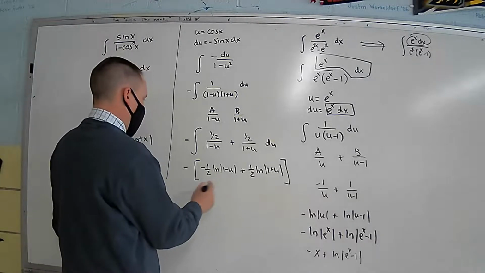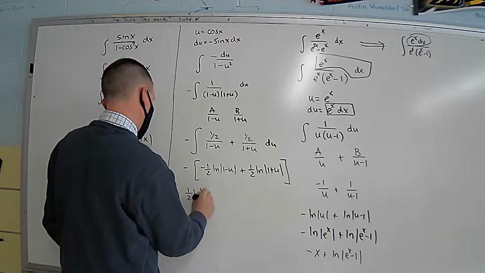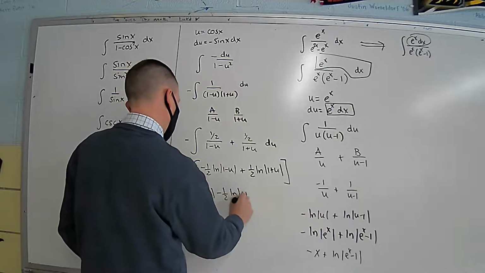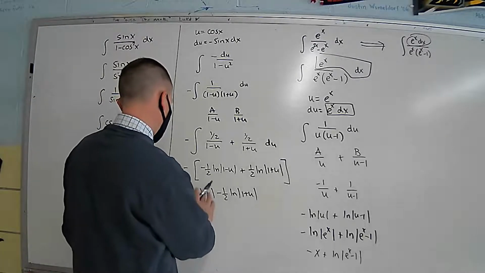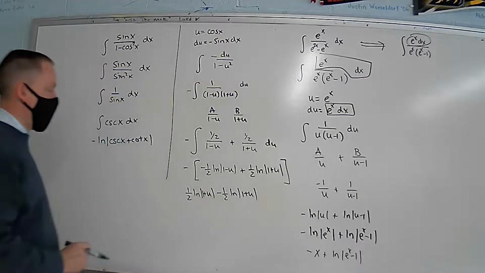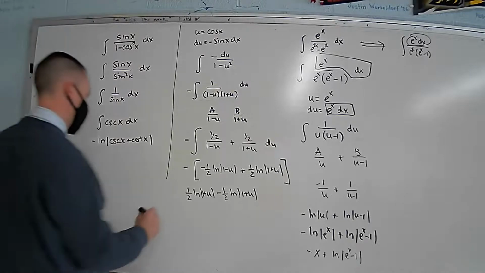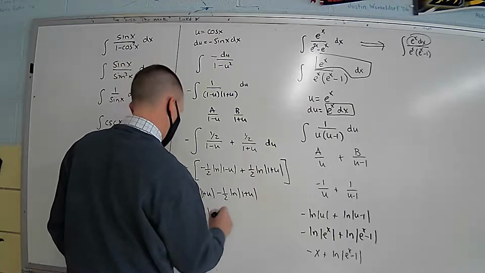So then if I distribute that negative on the outside here, that's going to be 1/2 natural log of 1 minus u minus 1/2 natural log of 1 plus u. Yes? Doesn't look like a plus on there. Go back and resubstitute. What was u? Cosine?